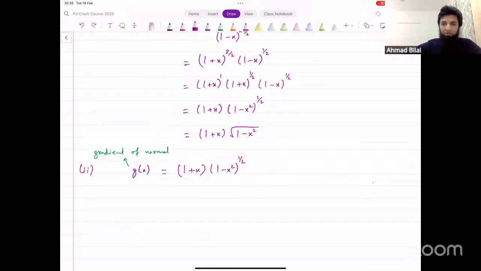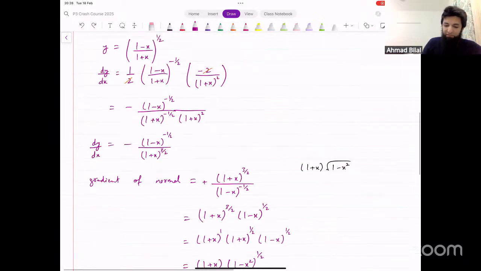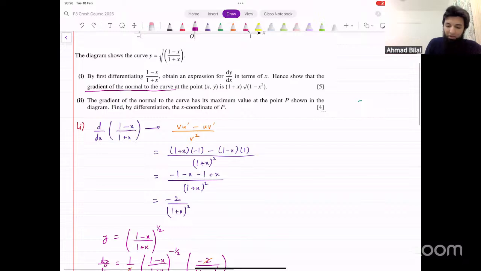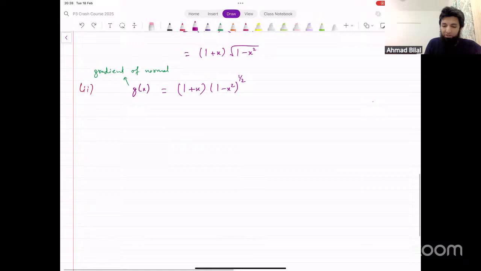Not the original function. We're looking for the maximum point of this. How do you find the maximum point for anything? You find the derivative, put that equal to 0. So you find the derivative of this thing and put that equal to 0. This is the gradient of the normal. We find the derivative for this because we're looking for the maximum point of the gradient of the normal. Let's do that.